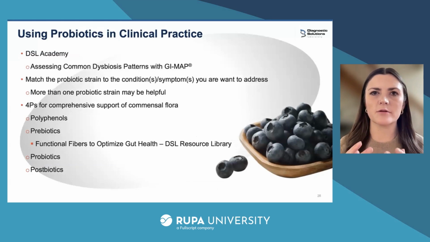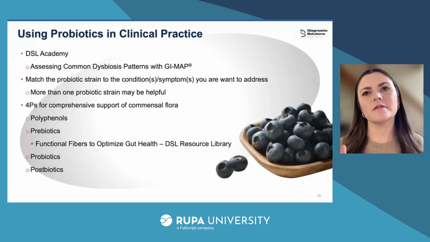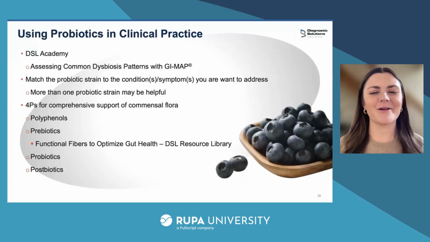So, just a couple resources and final thoughts to leave you with. So, we do have in our DSL Academy, which is an online learning platform, a course that goes through common dysbiosis patterns that can be seen on the GI map. And this includes an insufficiency pattern, so when commensals are low, as well as an inflammatory pattern when we might see pathogens, as well as inflammatory microbes. So that gives you a little bit more if you want to dive deeper into some microbial patterns you might see.